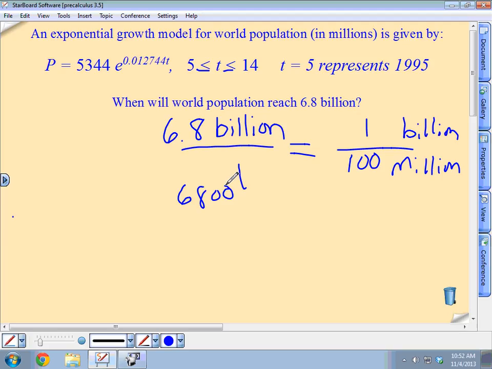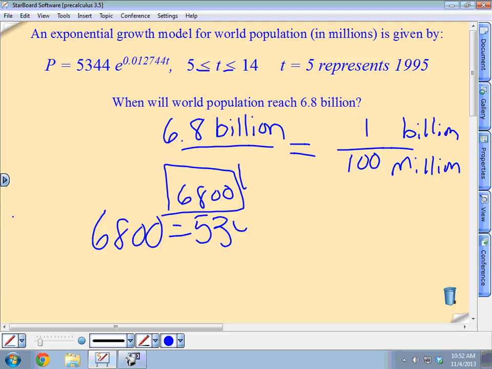So now you're sort of right, Ben, because now you want to do that. But you just want to make sure you have that, because if you didn't have this, then you did a lot of work for nothing. So your P is 6,800 equals 5344 e to the 0.012744 t. And we're still looking for when, so we're looking for our t. So now what will we do?